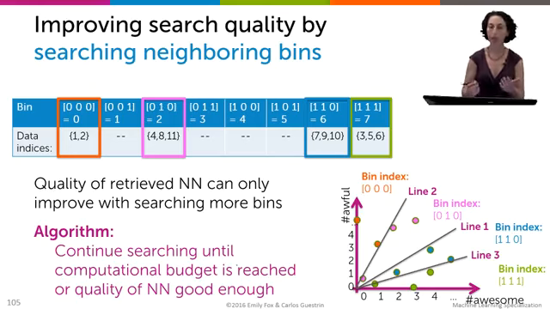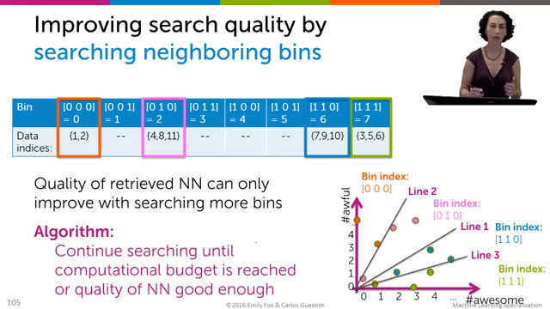Or alternatively, maybe you have a standard for how good the nearest neighbor should be from the query point. So, as long as the point we find is within some epsilon distance of the query point, we're going to say that's good enough. So then in that case, you would just keep searching until you found that neighbor within that epsilon ball of the query point, even if you hadn't run out of your computational budget so far.